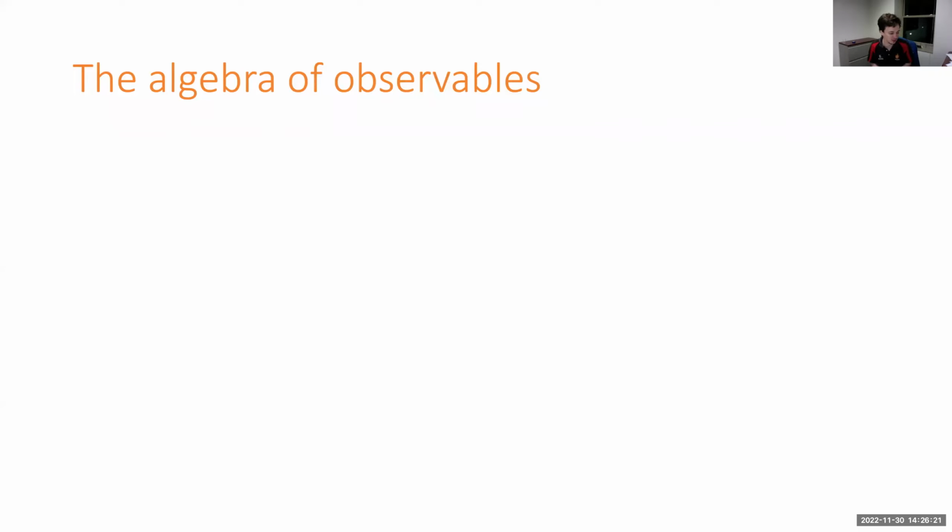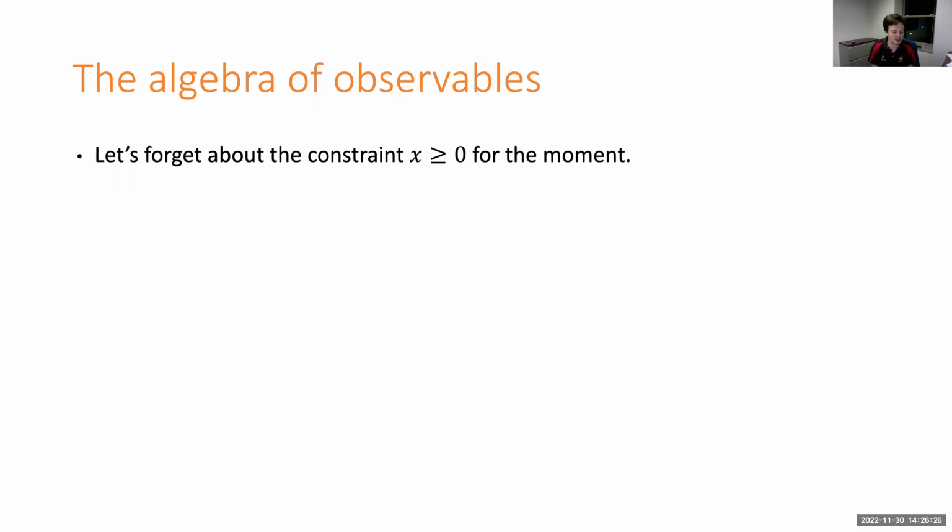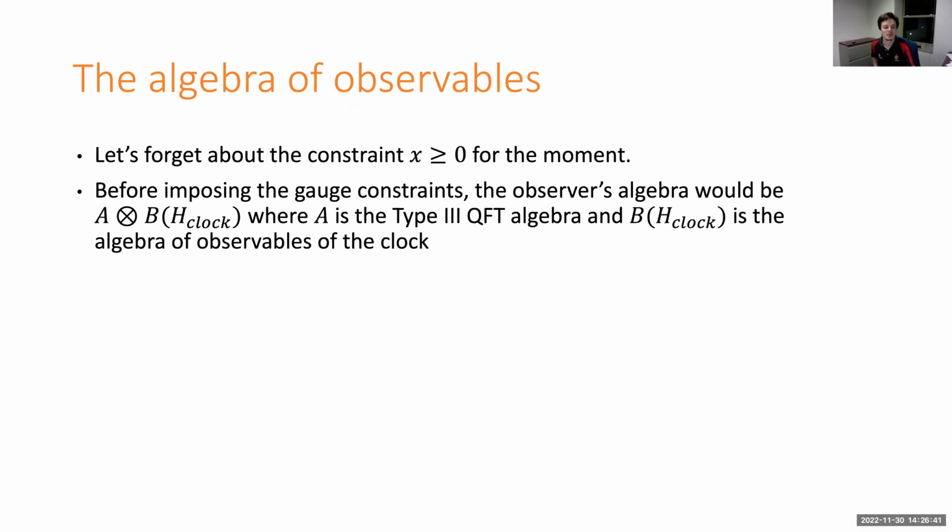So now let's try to understand the algebra of observables of the observer carrying the clock. For the moment, let's forget about the fact that the energy of the clock is meant to be positive on physical grounds, and just say that the Hilbert space of the clock is just L2 of R, and the Hamiltonian is just the position operator. Before we impose any gauge constraints, the observer's algebra would be the QFT algebra A, tensor the algebra of all operators acting on the clock. The clock's just sitting there, they have access to it, so they can do anything they like with it.